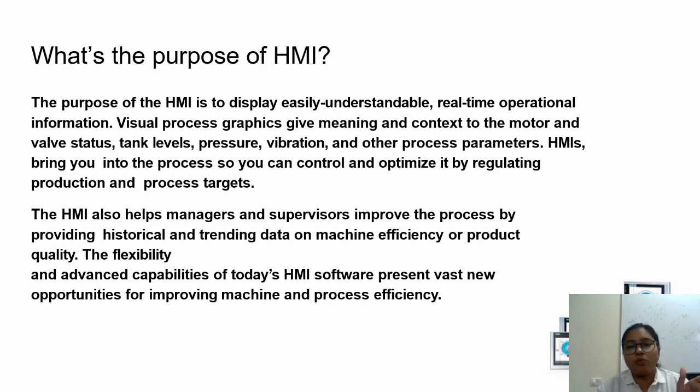Suppose the example which I gave you earlier, the AC, air conditioner. When we adjust the temperature or set the timer, we can see it over the display. So it is saying only that. Then the HMI also helps managers and supervisors improve the process by providing historical and trending data on machine efficiency or product quality. The flexibility and advanced capabilities of today's HMI software present vast new opportunities for improving machine and process efficiency. So it also helps managers and supervisors to improve the work process.